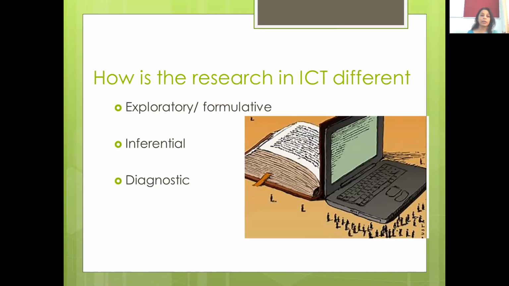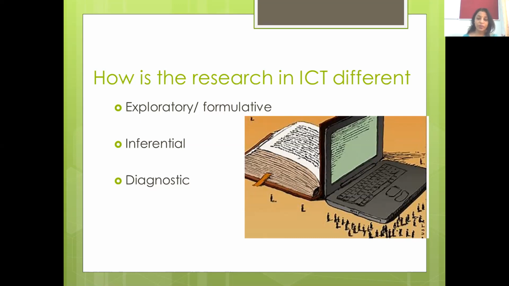ICT helps us in doing an exploratory sort of research. I can explore the phenomena. If you can see this particular picture, there is a book lying and there is secondary data in that book. That data and everything has been analyzed with the help of computers, and then we analyze this data and give a meaningful interpretation to it. So we formulate some hypothesis out of it, we formulate some interpretation out of it, and then it is an inferential research also.